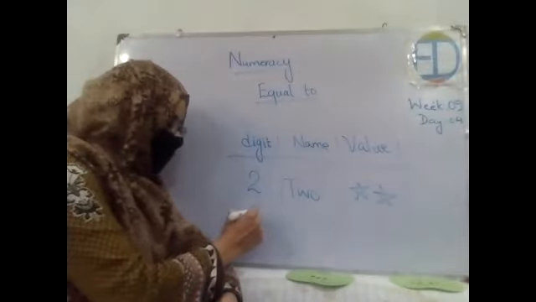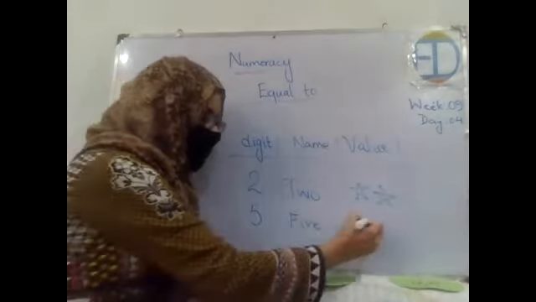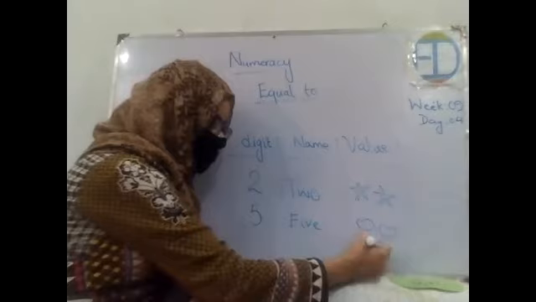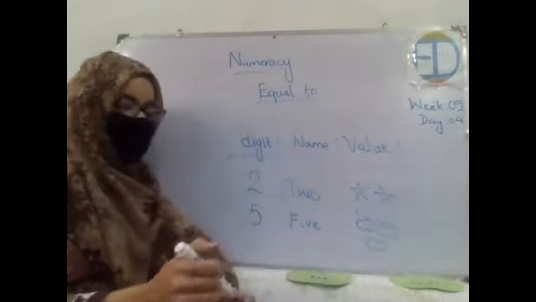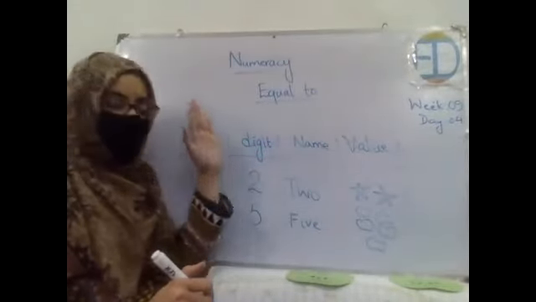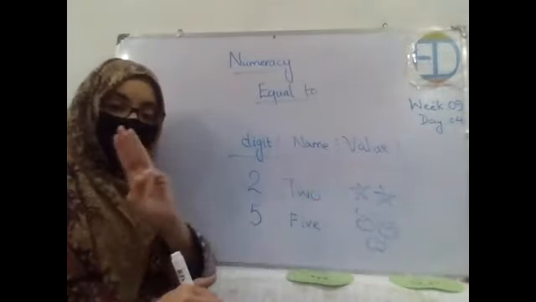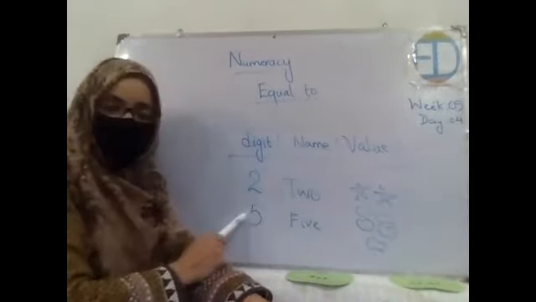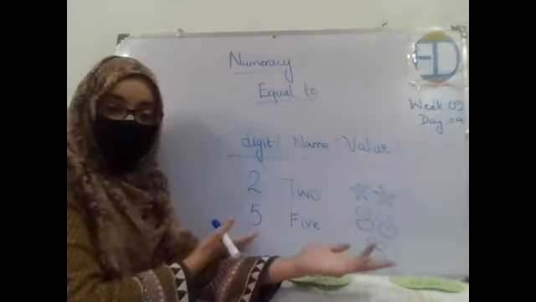Similarly, if we have the number 5, the name of this digit is "five", and the value means that when you have this much number of things, they are 5. So every digit has a name and a value, and you are supposed to remember all three. When you do not know the name of a digit, what's the benefit? A digit is written, but you don't know how to call it.